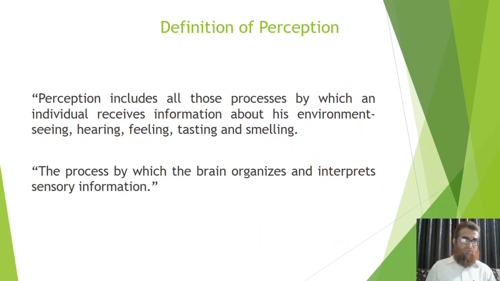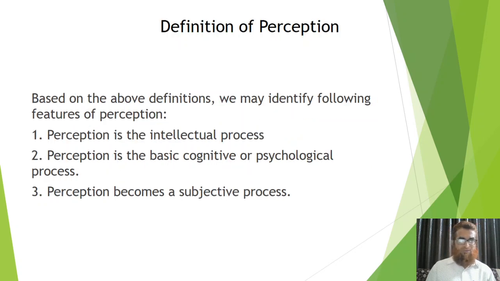From these two definitions, we can understand that perception includes all those processes by which an individual receives information about his environment, that is, seeing, hearing, feeling, tasting, smelling. The process by which the brain organizes and interprets sensory information can be called perception. Based on the above definitions, we may identify some of the features of perception.